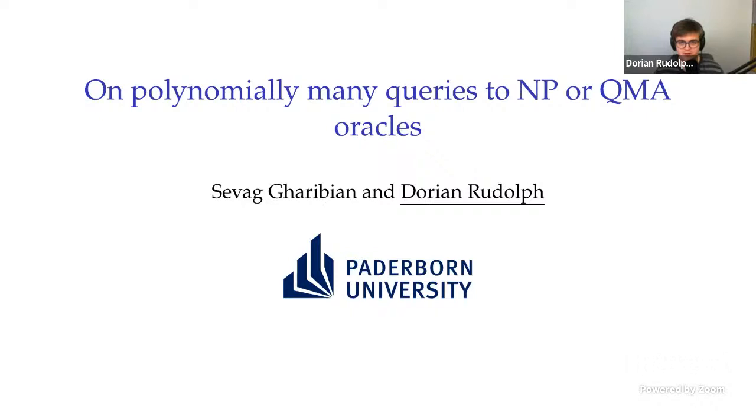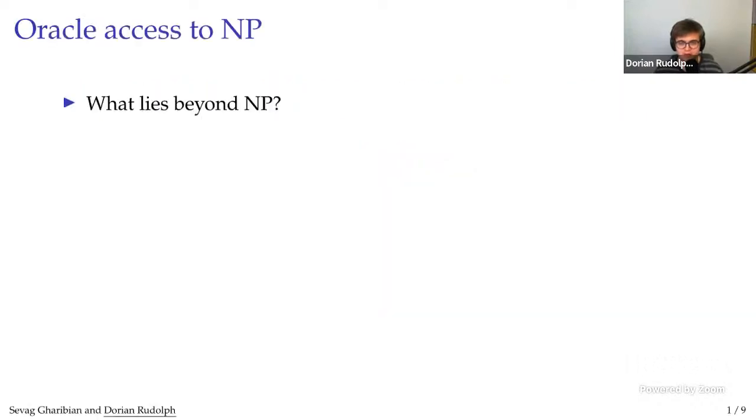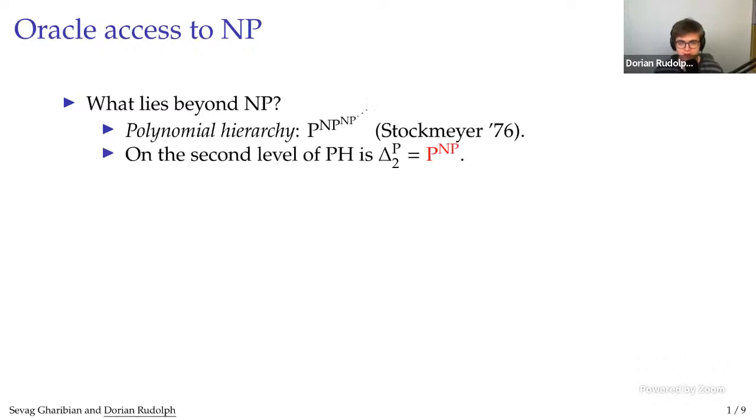First, I'll go over the motivation of this research and prior work. One may ask the question, what lies beyond NP? We have the polynomial hierarchy of complexity classes P, P to the NP, P to the NP to the NP, and so forth. On the second level of PH, there's delta 2 P or P to the NP. Generally, we say P to the C for the complexity class that can be solved.